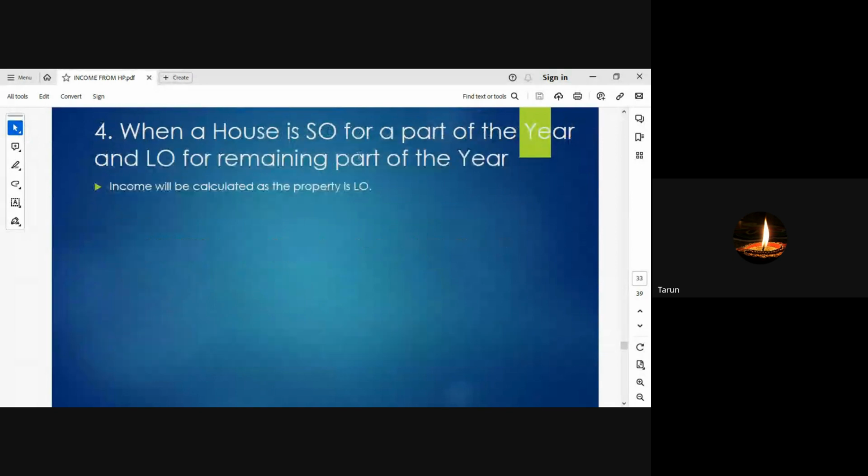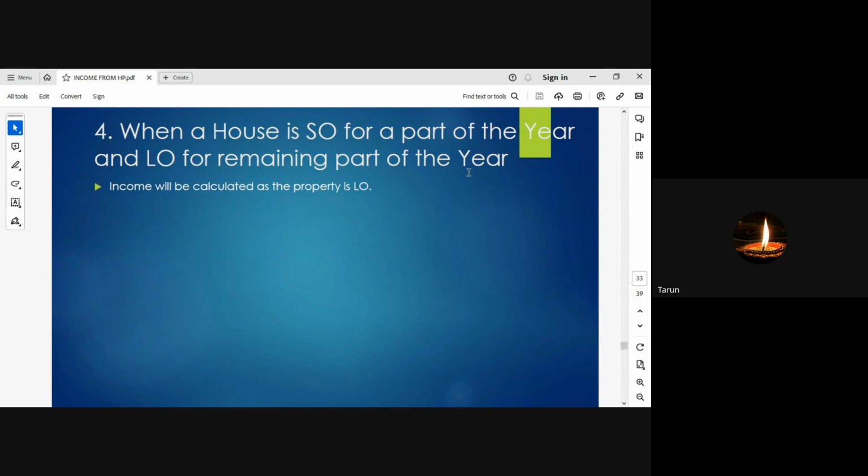Now, when the house is self-occupied for part of the year and let out for the remaining part, let's say 6 months self-occupied and the remaining 6 months let out, the income will be calculated for the let out period. In case of let out, the income will be calculated, but in case of self-occupied, no income will be calculated. Right, so this is the main confusion here.